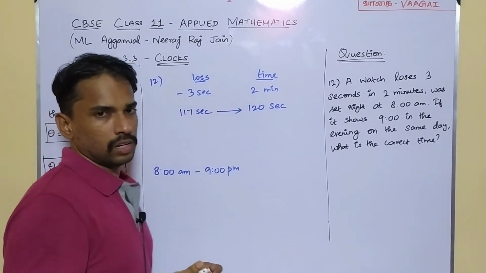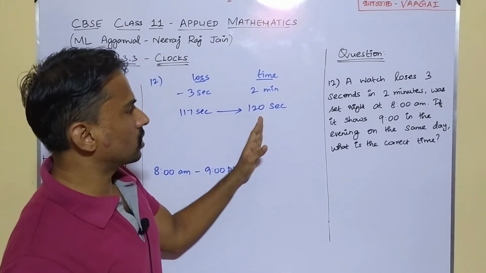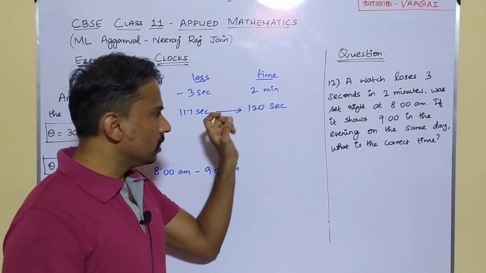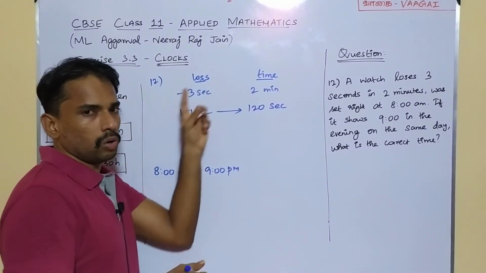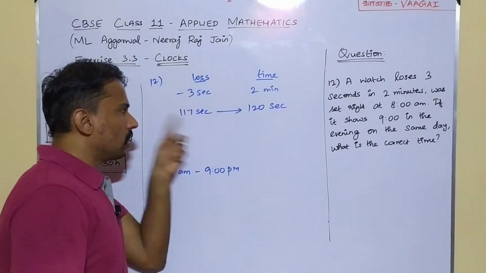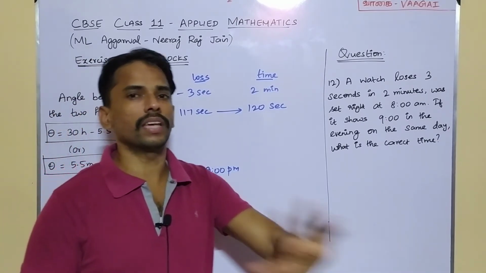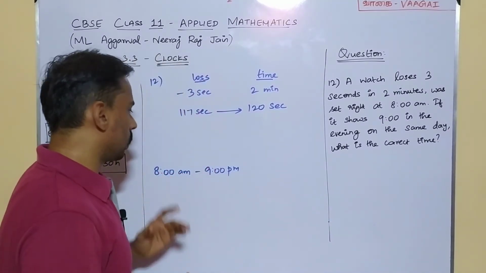Is the logic clear? Is the point clear? When the correct clock is running for 120 seconds, in the same time duration, this wrong clock, I mean our losing clock, would have run for only 117 seconds. Okay, fine. Now we'll come here.